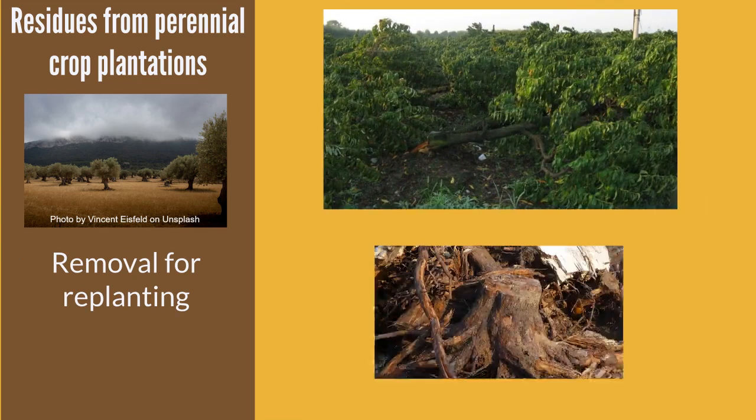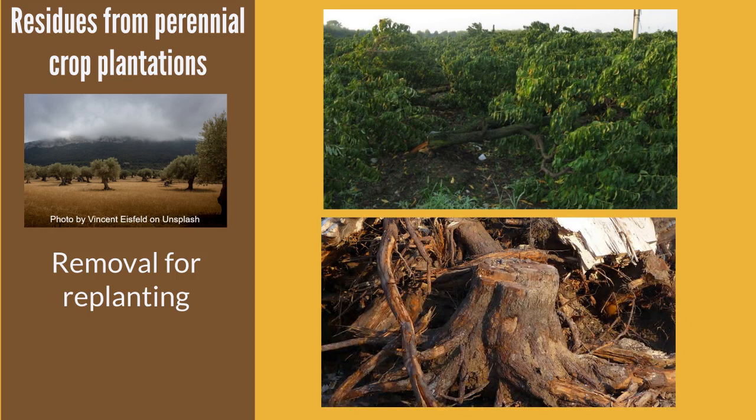The biomass generated at the end of the cycle is made up of the entire plant, including the roots that must be removed. The frequency of replanting depends on many factors such as type of crop, intensity of cultivation, as well as unforeseen factors such as diseases or market needs. Broadly speaking, it can occur with a frequency of 15 to 30 years.